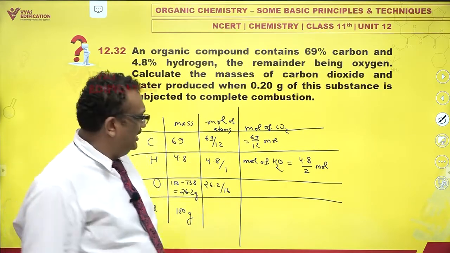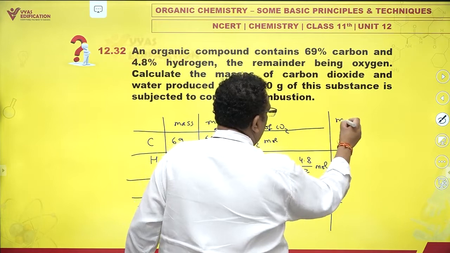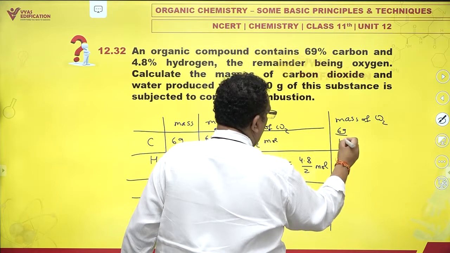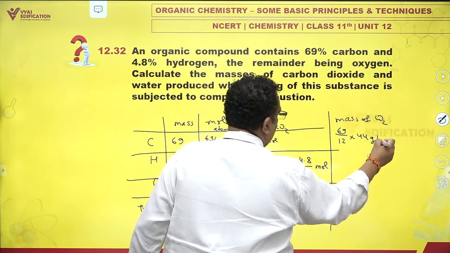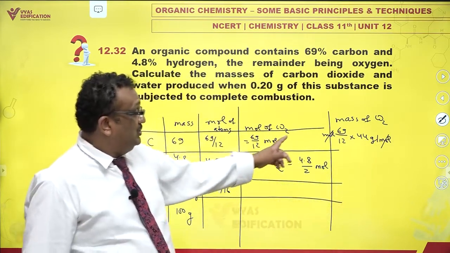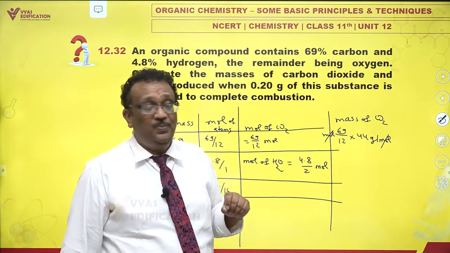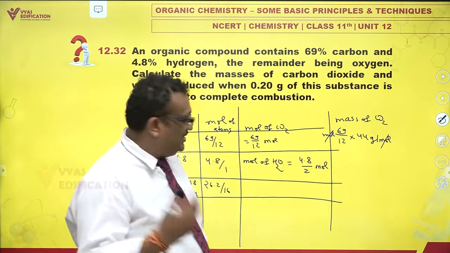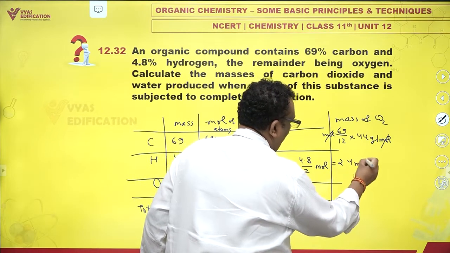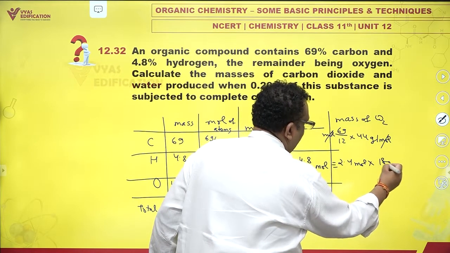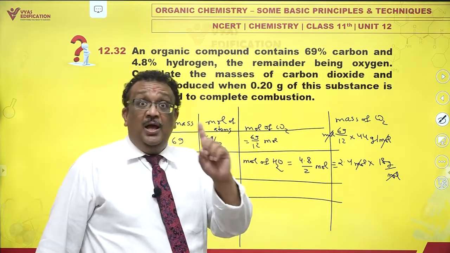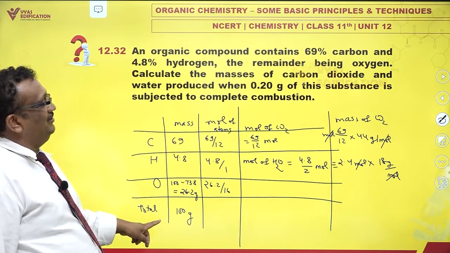And we wanted the masses. So let's calculate mass, that's not a problem. Mass of CO2 would have been 69 by 12 into 44, because molar mass of CO2 is 44. Molar mass of water is 18. So I would have 4.8 by 2, which is 2.4, into 18 grams per mole. So many grams of CO2 and H2O had I started with 100 grams of mixture.